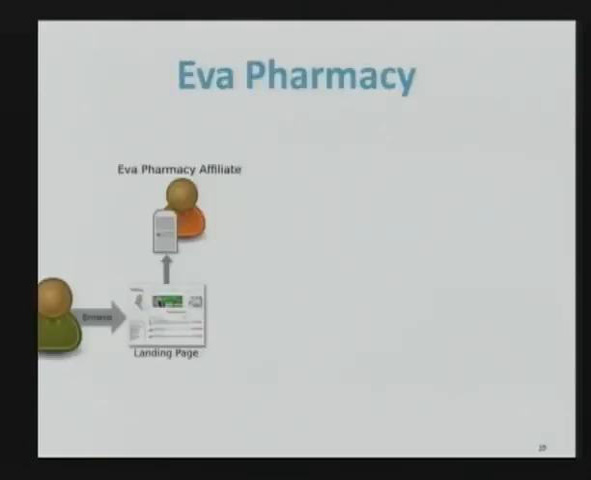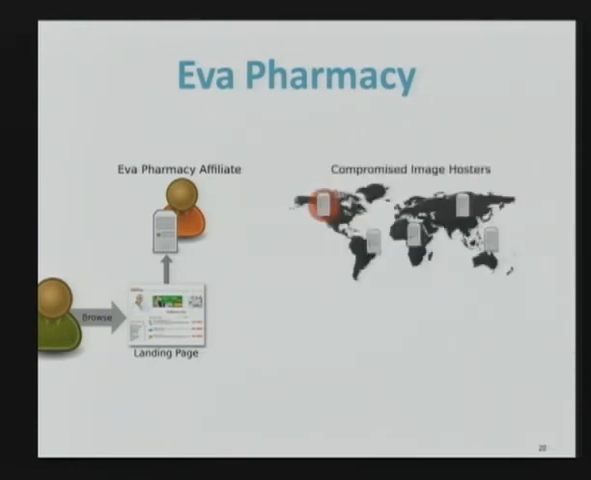Now, we're going to go over the specifics of another one of these operations. Here we have the affiliate, which is the marketer, who's going to send some marketing information to a user and hope that they actually go and browse to one of these sites. Now, the site itself within the Ava Pharmacy network is hosted by the marketer. The marketer hosts the site. They can tweak things how they want. But the images that are on this page are actually being loaded from compromised hosts somewhere else on the internet.